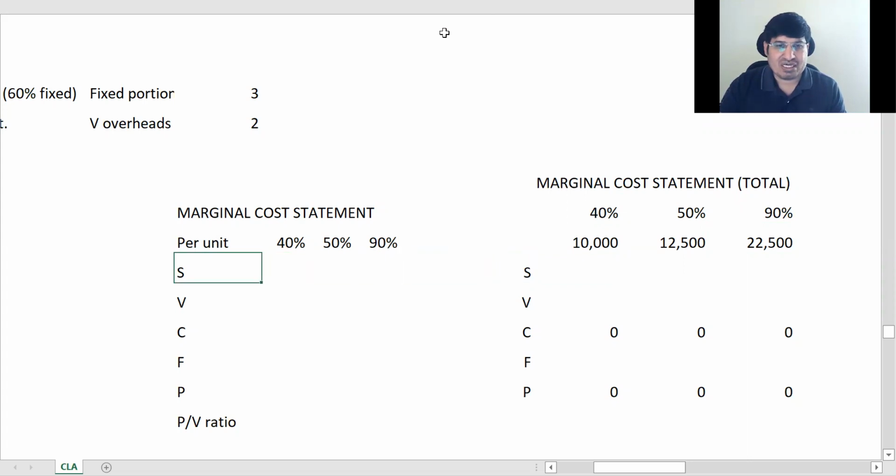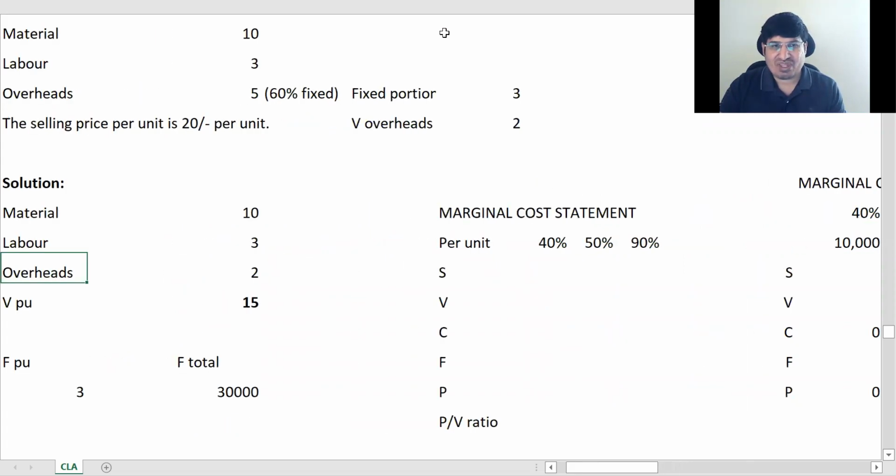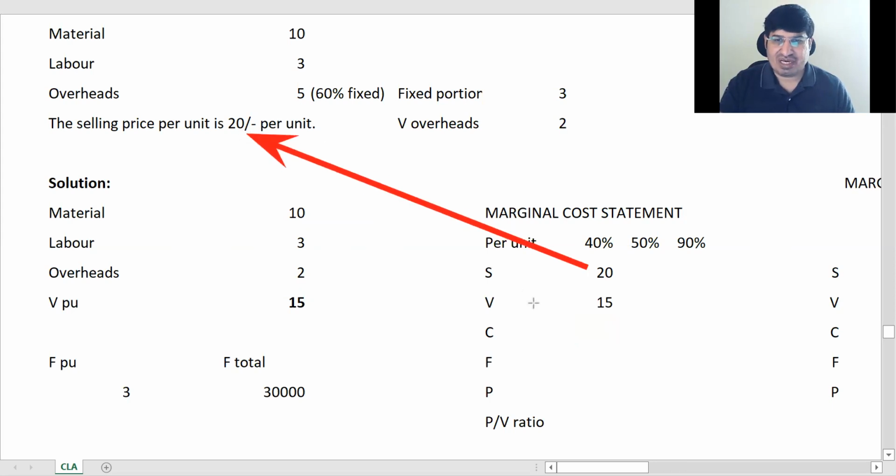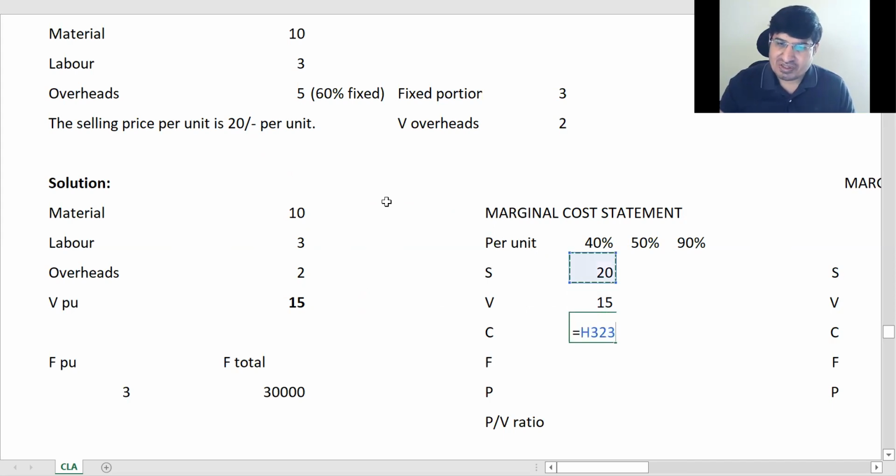So now, let's see per unit what data we have. Selling price is 20 per unit, right? So let's put it as 20. And V is 15. I've taken 20 from here. I've taken 15 from here. And contribution is equal to sales minus variable cost. So 5 will be the contribution. This is your per unit statement.